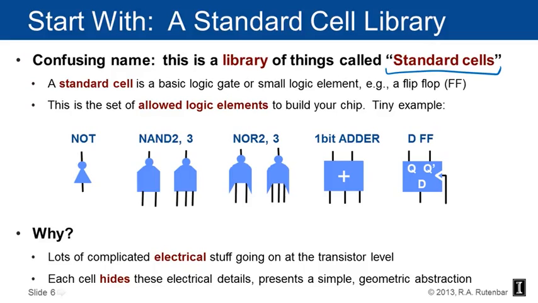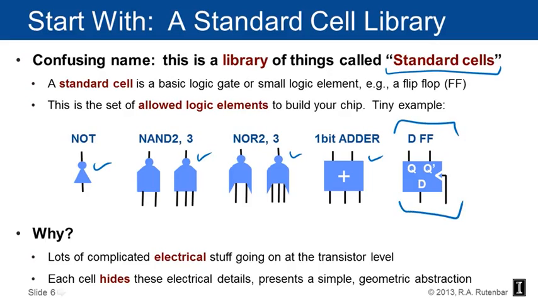So the way to think of this is the set of allowed logic elements you get to use to build your chip. You get, for example, inverters, and you get NAND gates with, let's say, a couple of different numbers of inputs, and you get NOR gates, and you get some little tiny useful things that are used all over the place, like 1-bit adders and 2-to-1 multiplexers and so on. And you also get sequential elements, things like D flip-flops and registers.